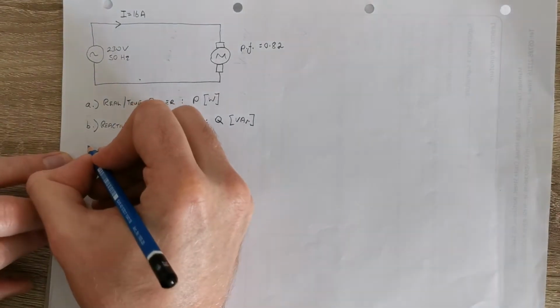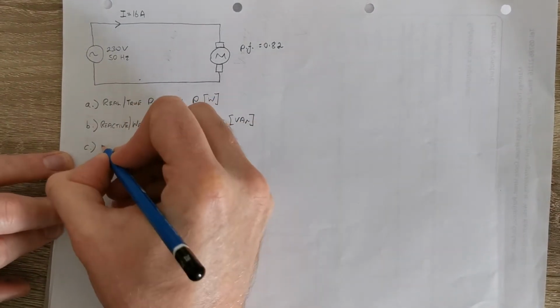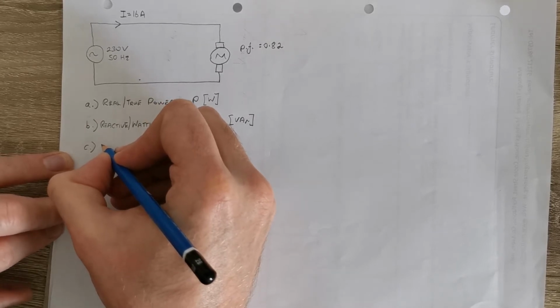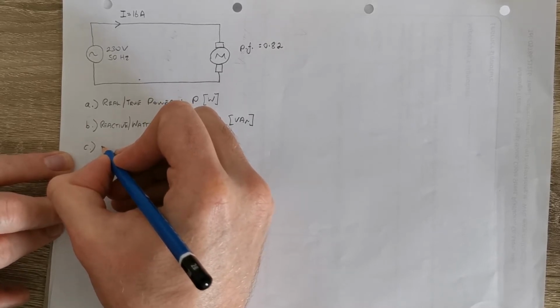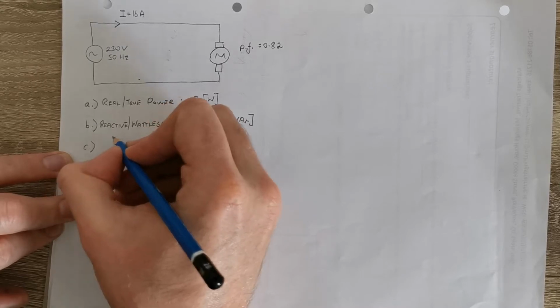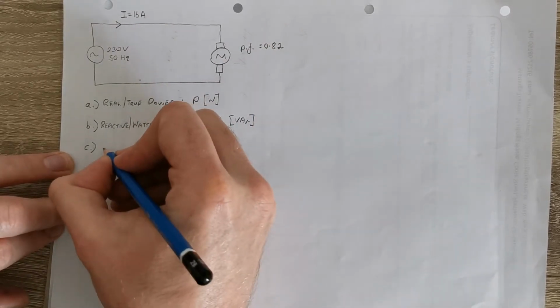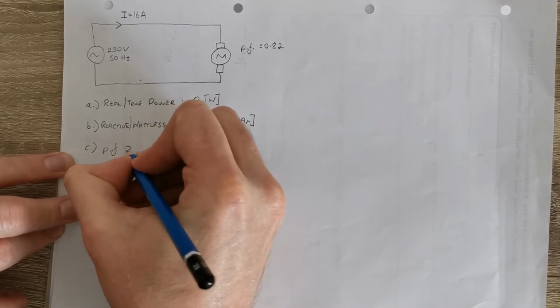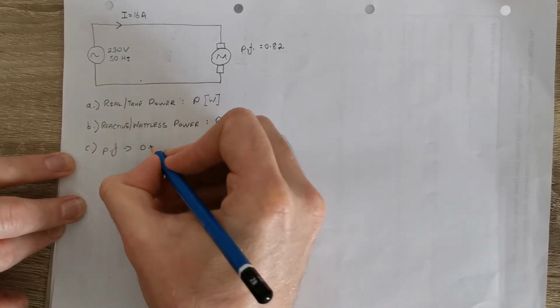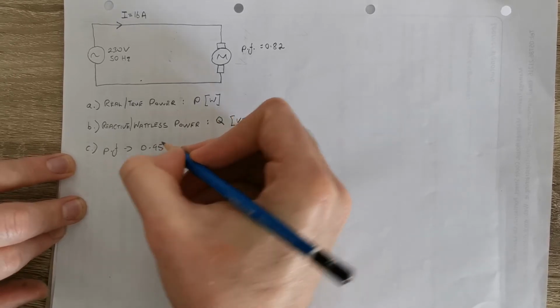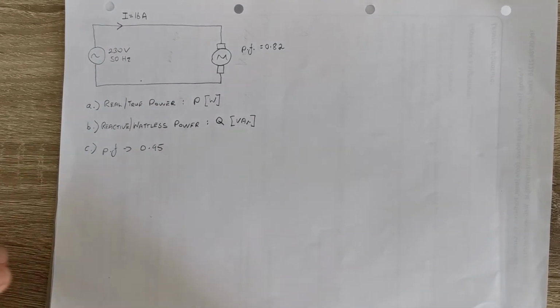And then finally, it's going to ask us to work out the size of a capacitor in terms of kVAR that will reduce or improve the power factor to 0.95. But we'll deal with the first part A and part B.